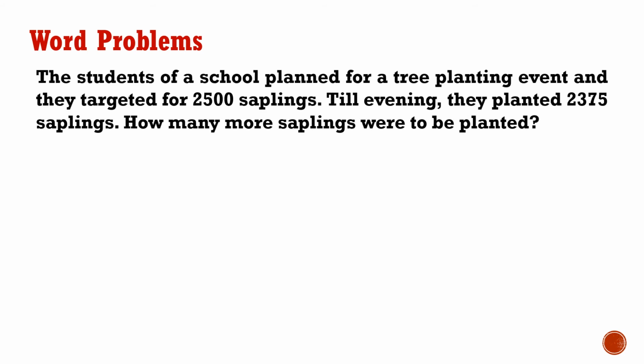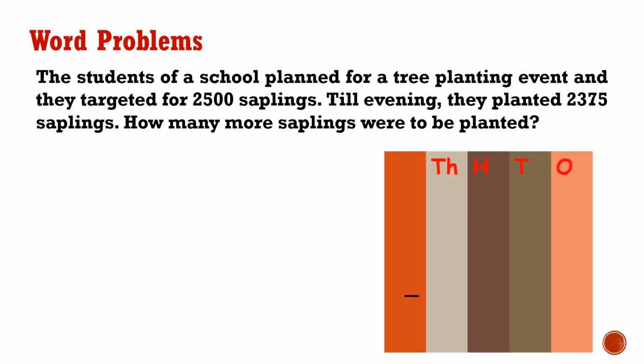Word problems. Dear children, we already studied how to add and subtract numbers. Word problems help us to use addition and subtraction in practical life. Here I am giving one question from exercise 3.7. The students of a school planned a tree planting event and they targeted 2500 saplings. Till evening, they planted 2375 saplings. How many more saplings were to be planted?